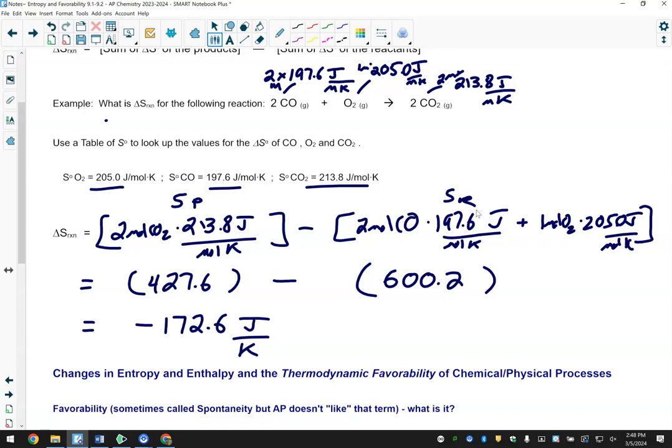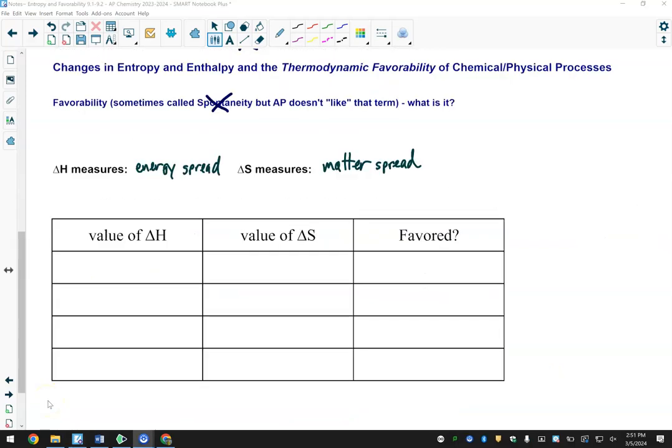The last thing that we're going to talk about today is how changes in entropy and enthalpy result in something called thermodynamic favorability. Would this happen on its own? So how do entropy and enthalpy work together to determine thermodynamic favorability? Favorability basically means that the process will happen on its own without outside intervention. Again, it doesn't mean that it will happen fast. It just means that it will happen.